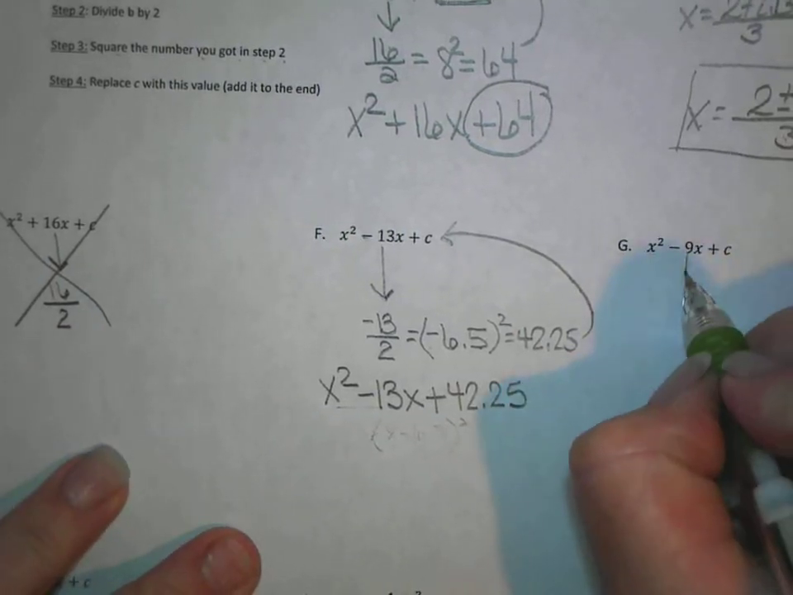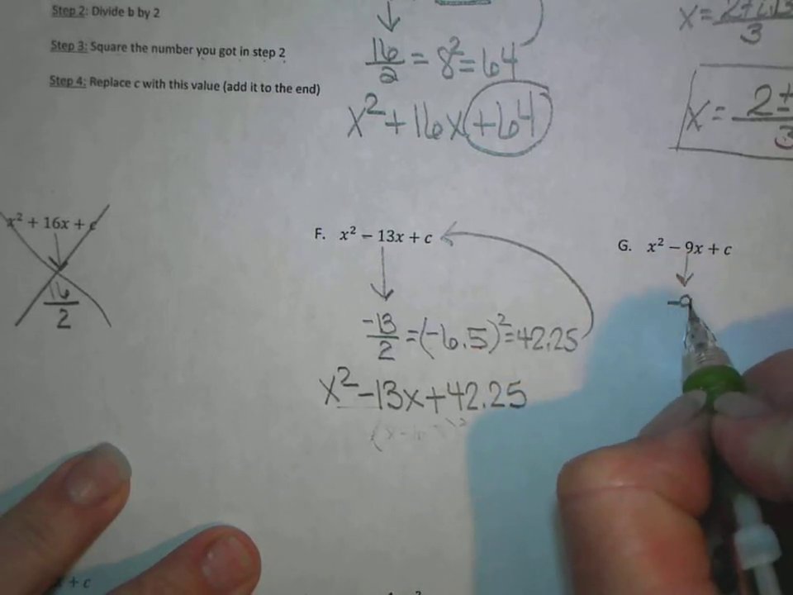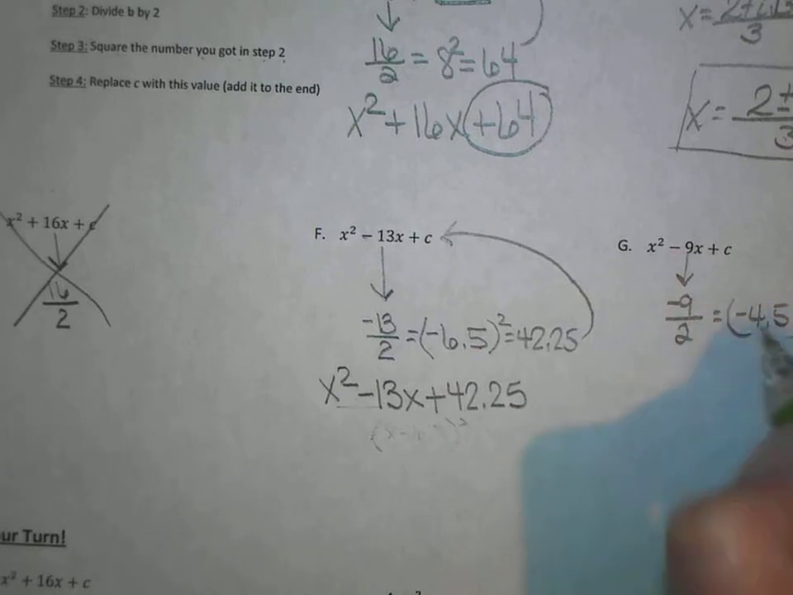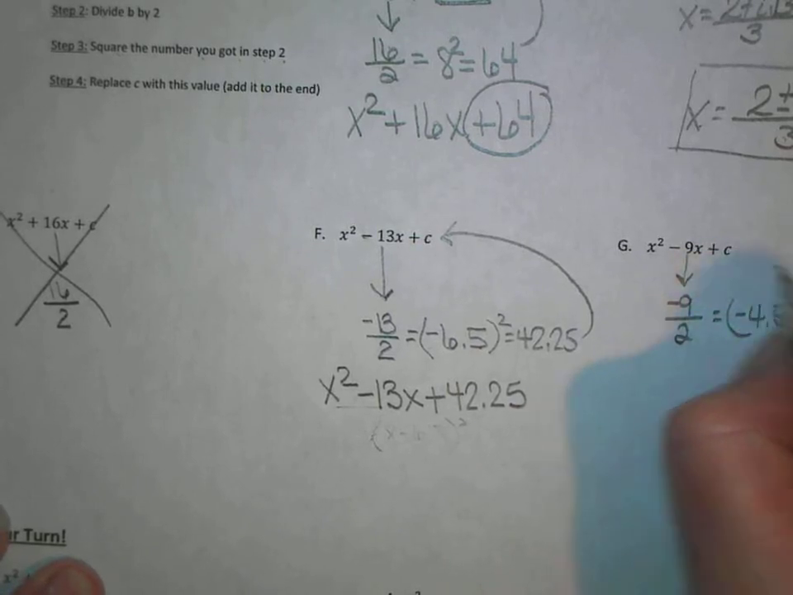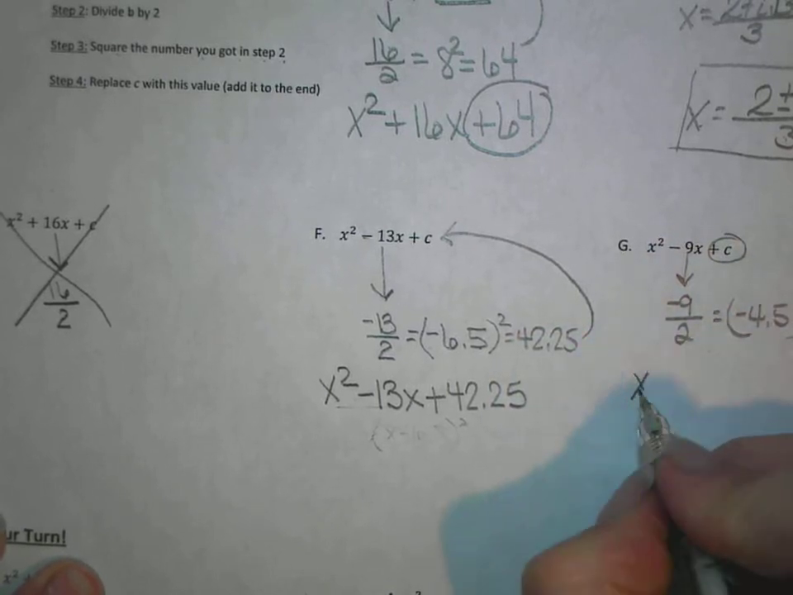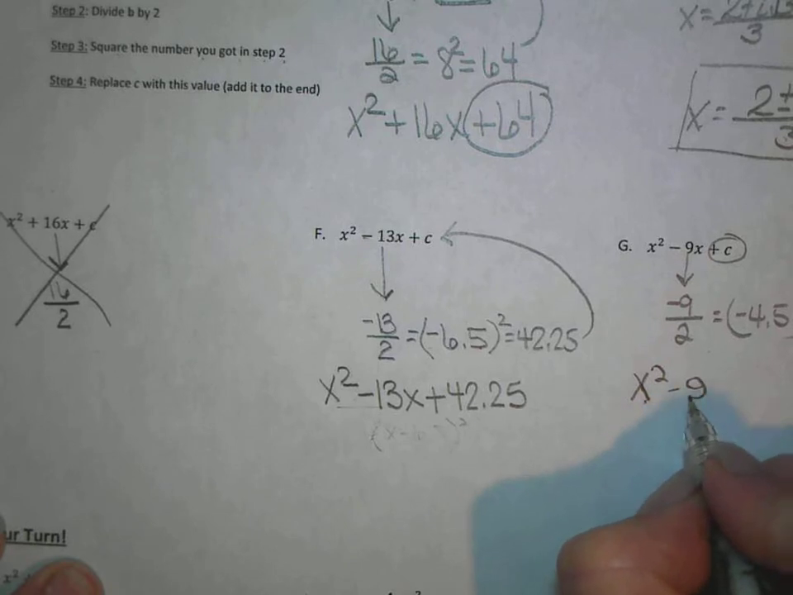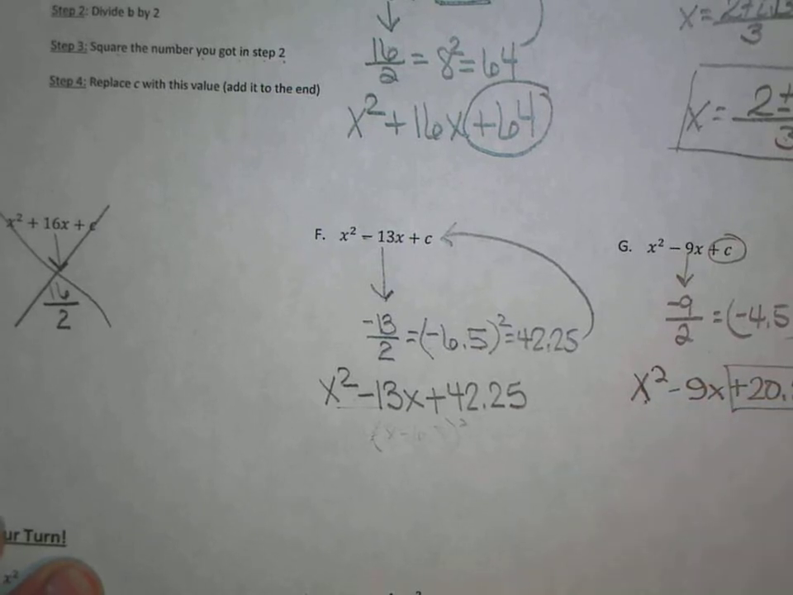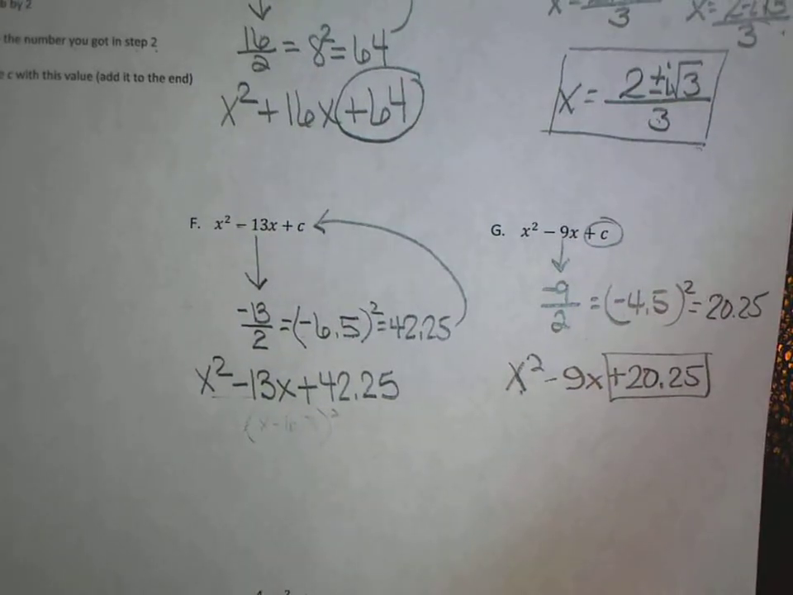All right, so same situation. Bring down b. Divide it by 2. It's going to give you negative 4.5. Square it. Add it to the end. So 20.25, that replaces c. So you're going to get x squared minus 9x plus 20.25. And that's the value of c that would make it become a perfect square trinomial.